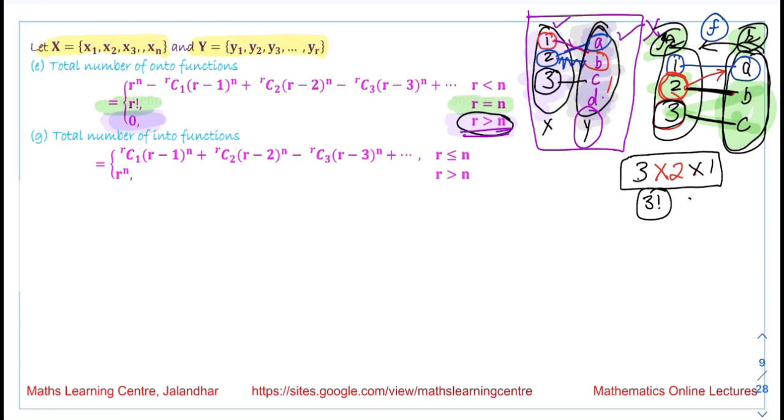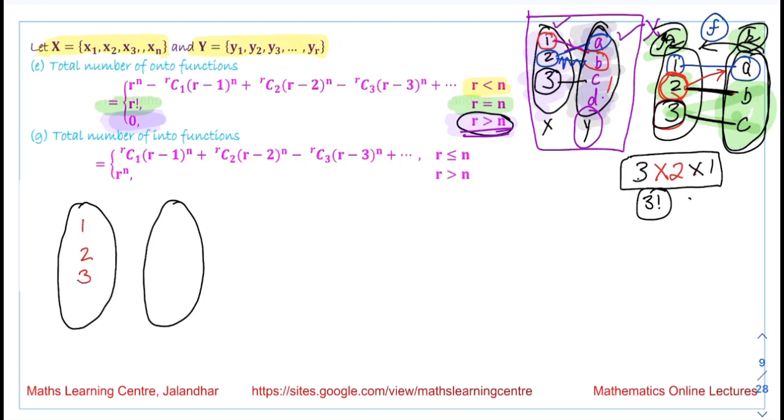Next, the last case we will have is when r is less than n. We have to count the number of onto functions when r is less than n. Suppose we are considering two sets over here. The set A contains the elements 1, 2, 3, and suppose it contains 4, and the set B contains the elements A, B, and C over here. Now we have to calculate the number of onto functions.